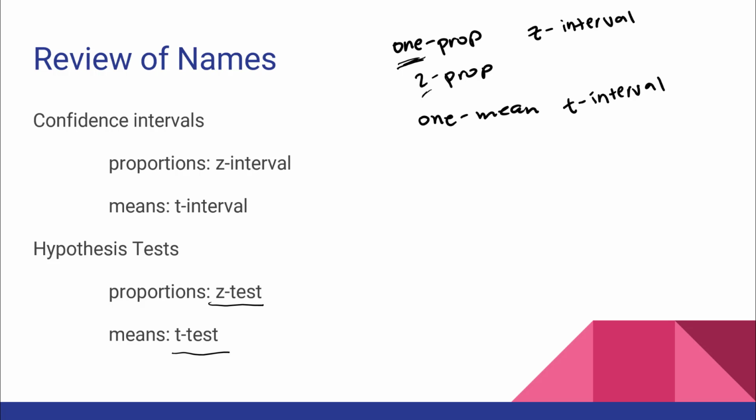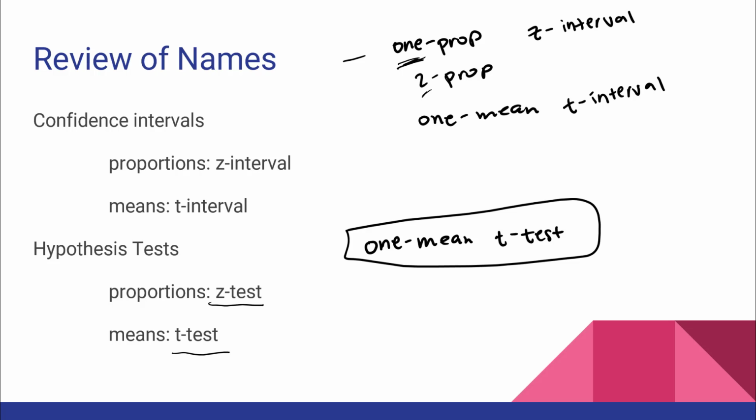So in this case, instead of interval, we use the word test, and then if we're working with proportions, we use z. If we're working with means, we use t. In this case, we are about to do hypothesis tests on a 1 sample mean. So we will be doing a 1 mean t-test. Spoiler alert, since we have a 1 proportion z-test, a 2 proportion z-test, a 1 mean t-test, then you can probably guess that the next video is going to be over 2 mean t-tests. But I get ahead of myself.